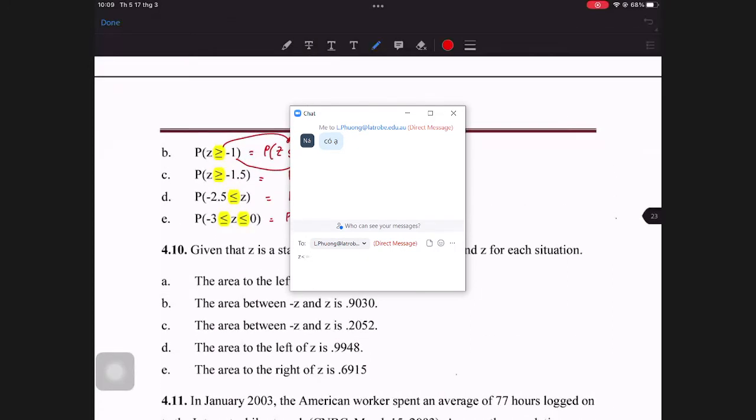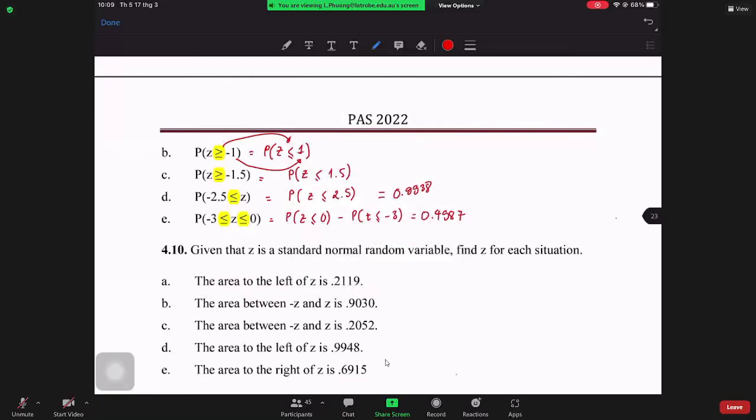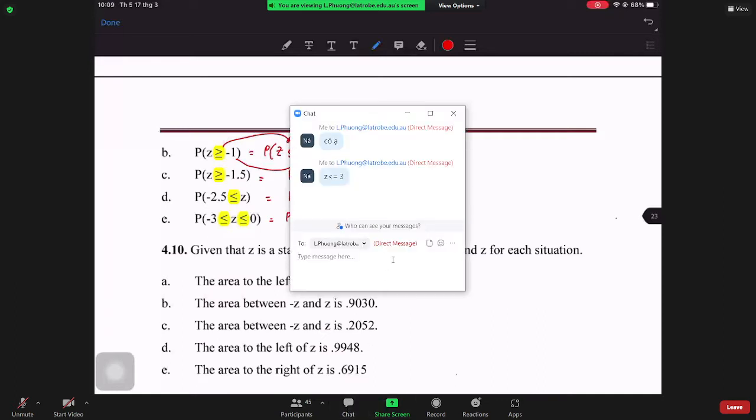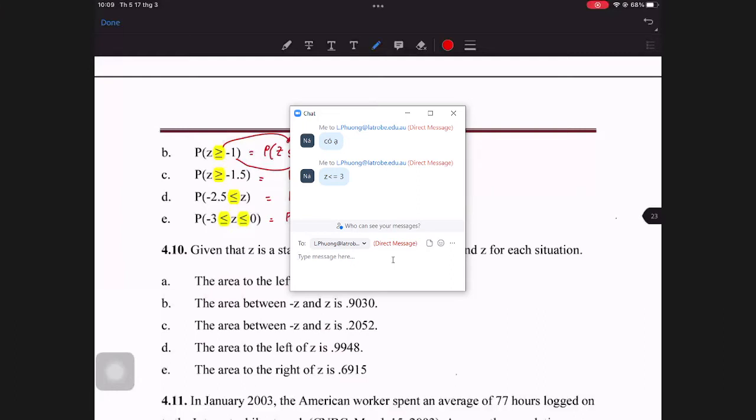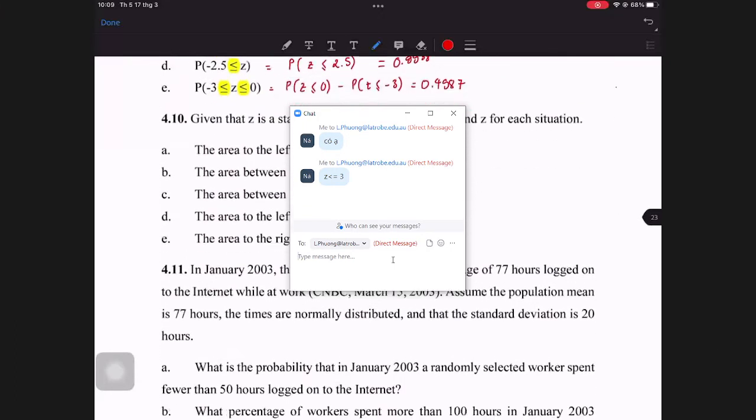All right. So I'm just writing out the answers here. So we have 0.9938 and we have 0.4987. Okay.